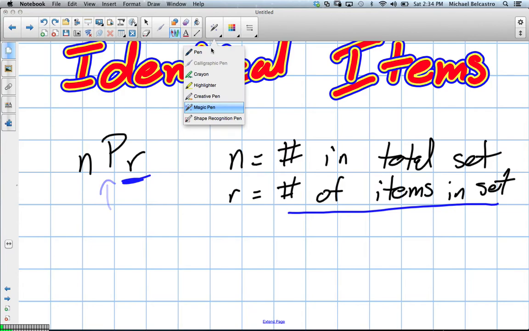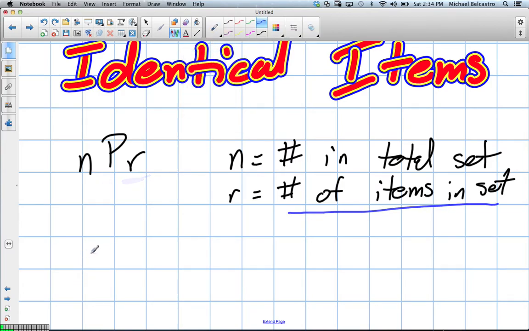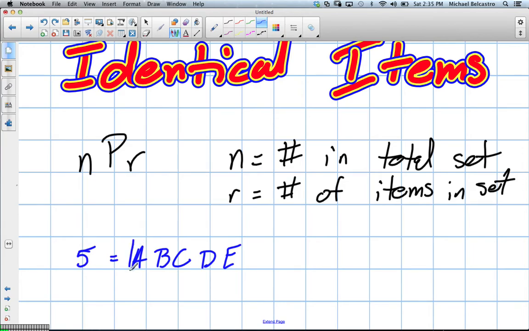Okay, so if we had a set of 5 total numbers, or 5 letters, say we just had A, B, C, D, and E, and they wanted to know how many different ways we could put the order of maybe A, B, and C, 3 of those terms. That would be kind of like a 5P3. We're only taking 3 out of the total number set.